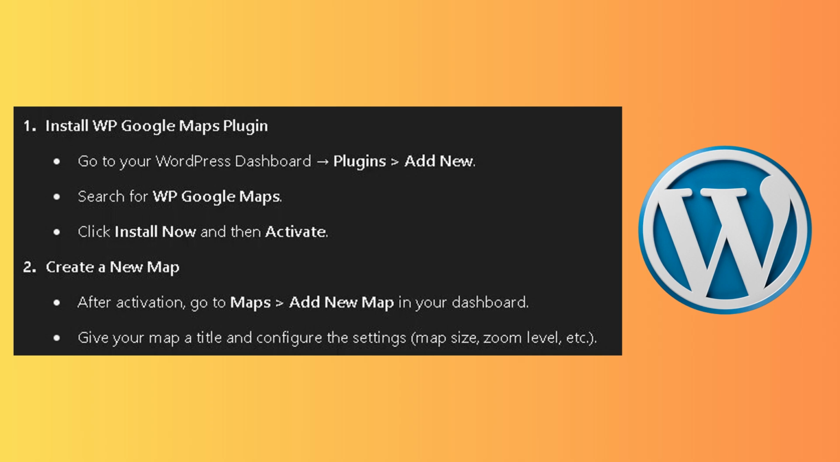First, use a plugin. Install the WordPress Google Maps plugin. Go to your WordPress dashboard, Plugins, then Add New. Search for WordPress Google Maps. Click Install Now, then activate it.